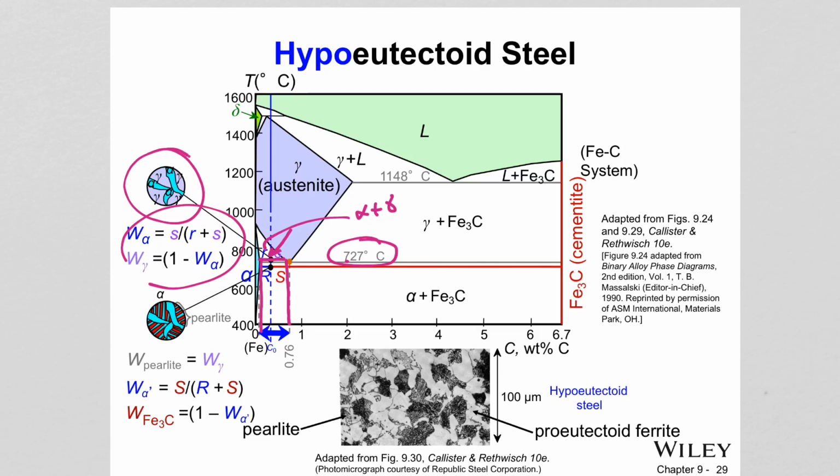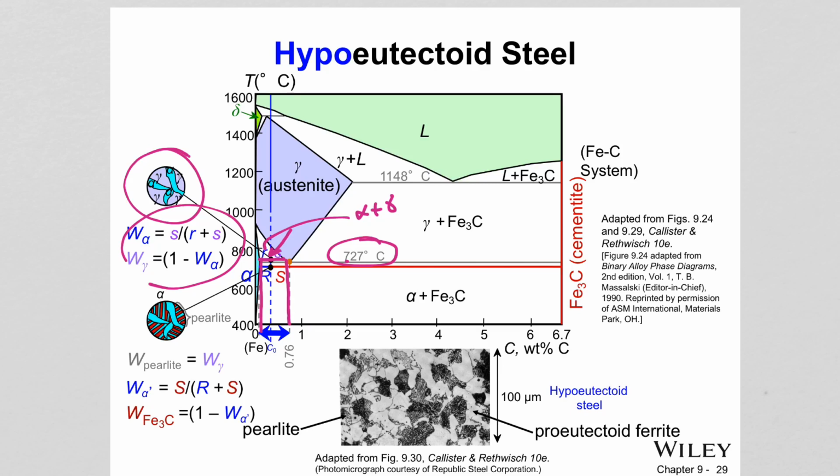What about the weight fractions below the eutectoid temperature? So we are talking about below. Let me choose a color here so it's visible. Let's choose this. Okay, no, not this.